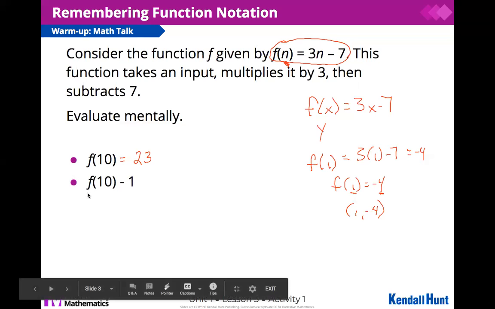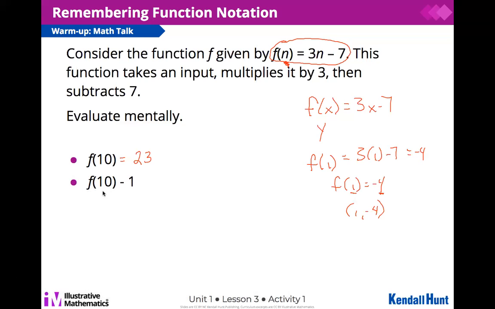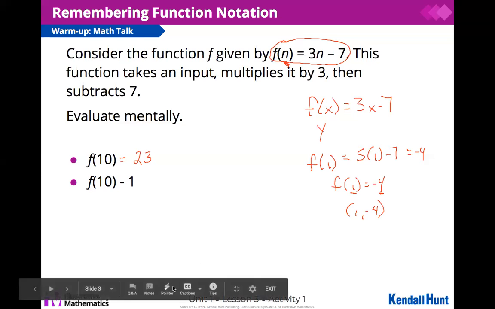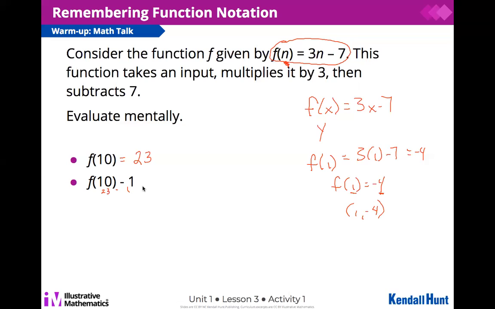Now this one says f of 10 minus 1. So what we'll do is we'll evaluate f of 10, which is 23. Okay. So f of 10 is 23, minus 1. Well, 23 minus 1 is 22.